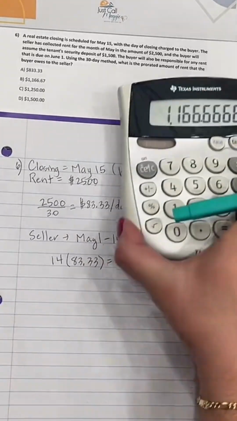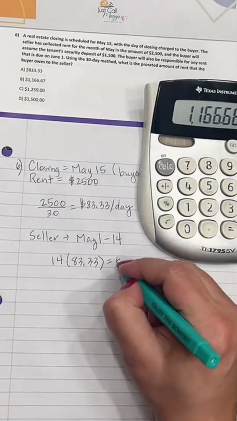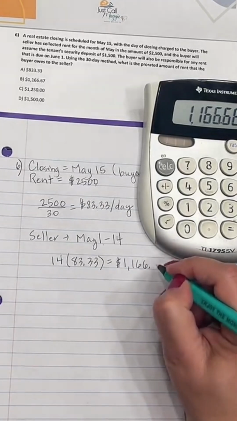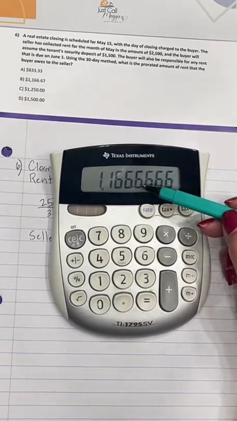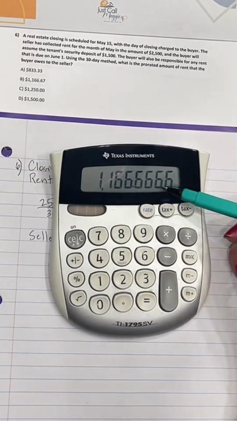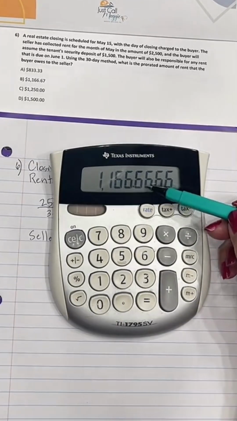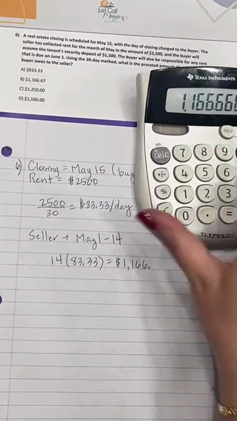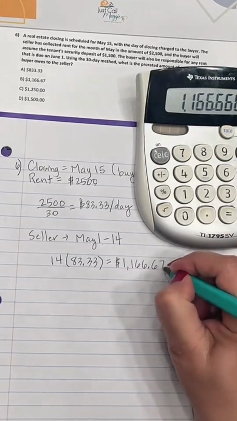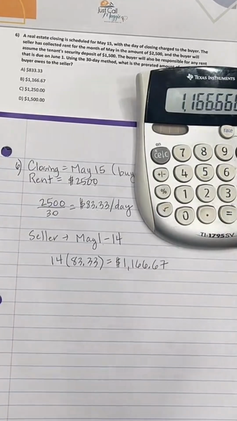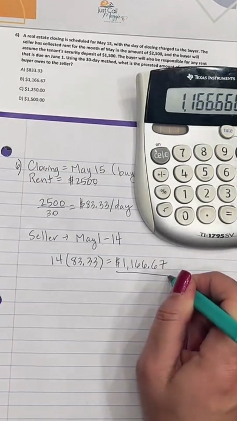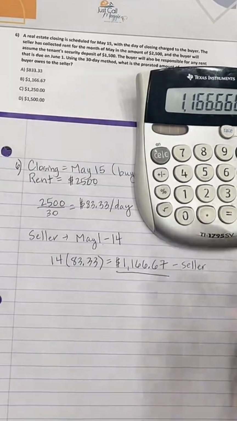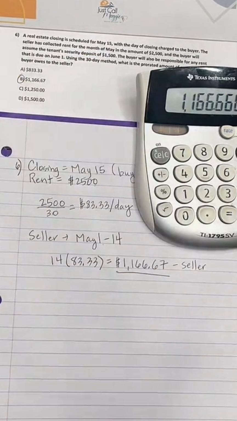And we get $1,166. And then notice here how there's a 6 here. So that means you gotta round up. Trust me, they do it to us. That's how it's done. Okay? So that's the prorated amount the seller gets. Okay, so the answer is B.